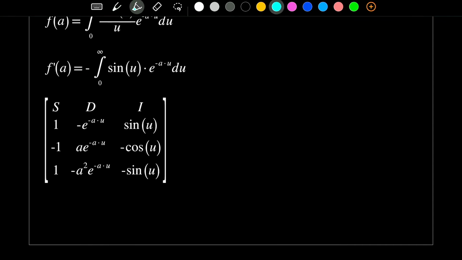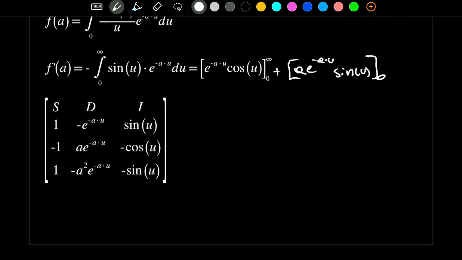So we multiply by our constant in front and we read it diagonally. So we're going to get, let's see, we've got two minus signs, so that's going to give us a plus sign, e to the power of minus a times u times cosine of u, evaluated from 0 to infinity. Then secondly, we're going to get this second part, so we're going to multiply by minus 1. We're going to read it diagonally. Again, we've got two minus signs, so those are going to cancel. We're going to add the a times e to the power of minus a times u times sine of u evaluated from 0 to infinity.